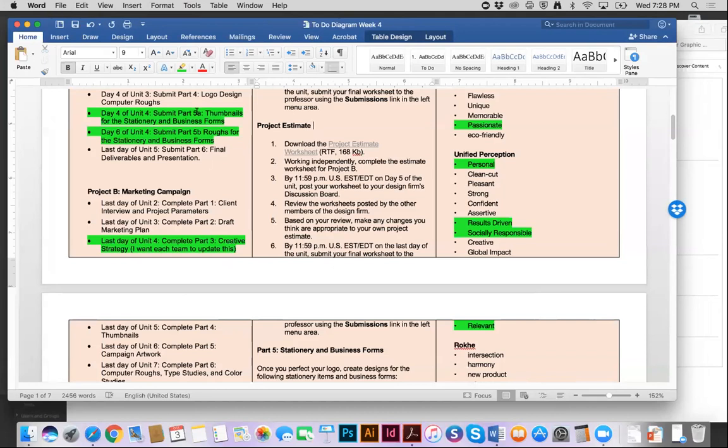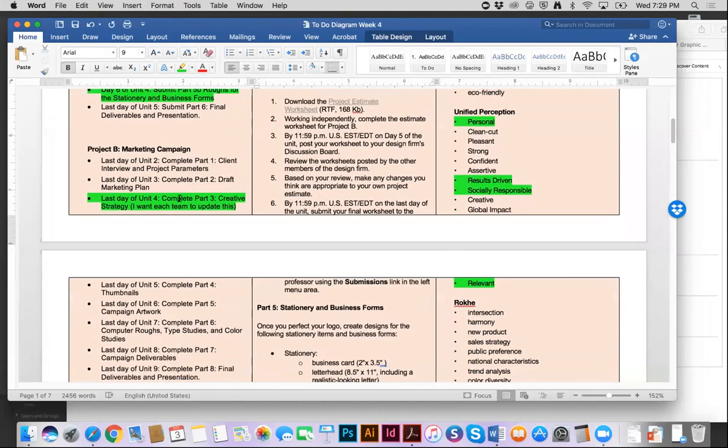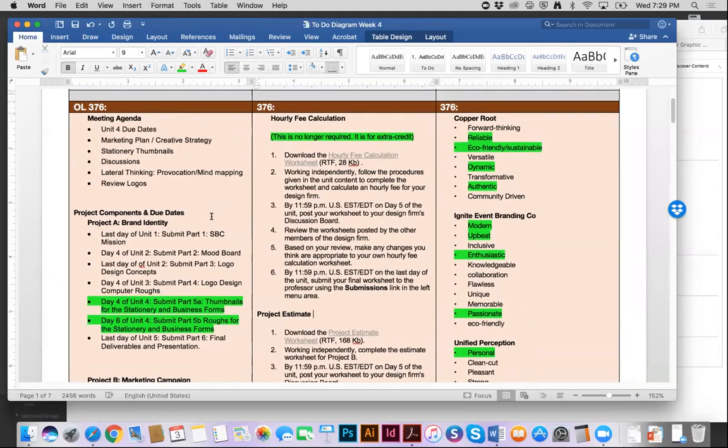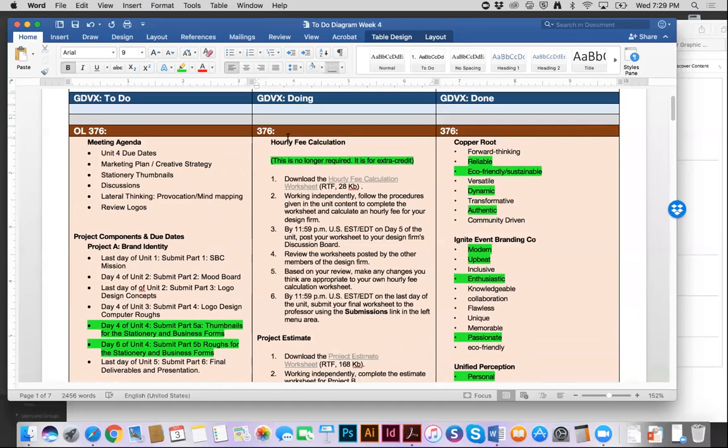Okay, Mark. So that's for A. Let's go to B. Oh, that was B. Creative strategy update. Okay, very good. Let's go to the top of this second column, hourly fee calculation.